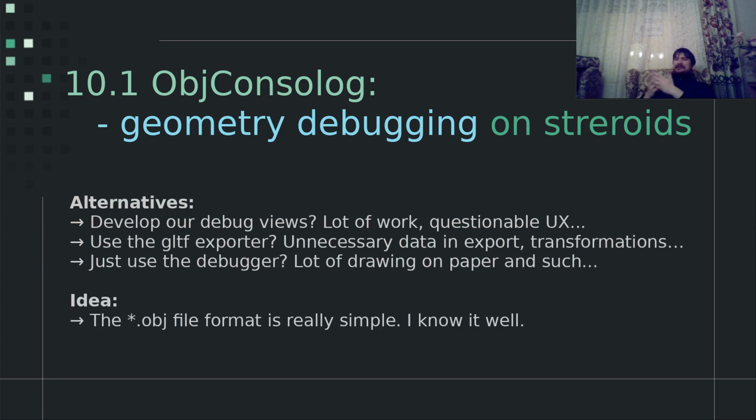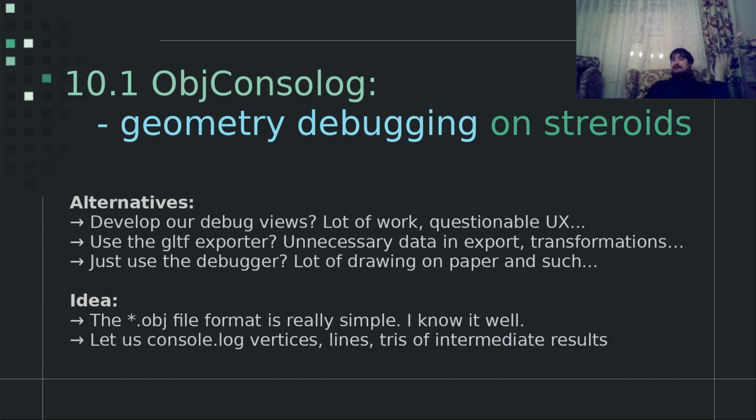So what's the idea? From the name you can maybe guess. The OBJ file format is really simple. I already know it well. Actually, I wrote importers and exporters for it in C++ many times, so I know it inside out. But even if you don't, just reading the Wikipedia page, you can learn it in like 15 minutes or less.